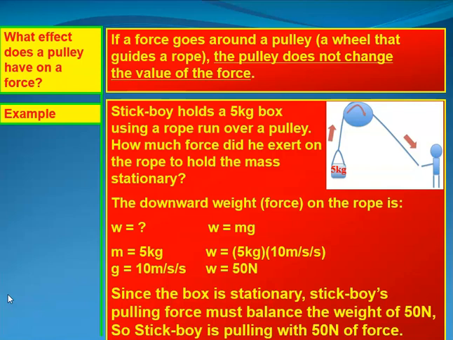Well, the downward weight of the force of the rope is weight equals mass, 5 kilograms, times gravitational acceleration, 10 meters per second squared. Remember, W equals mg is just a special case of F equals ma. And so the weight is 5 kilograms times 10 meters per second squared. That gives you a weight of 50 newtons. Since the box is stationary, Stick Boy's pulling force must balance the weight of 50 newtons, so Stick Boy is pulling with 50 newtons of force.